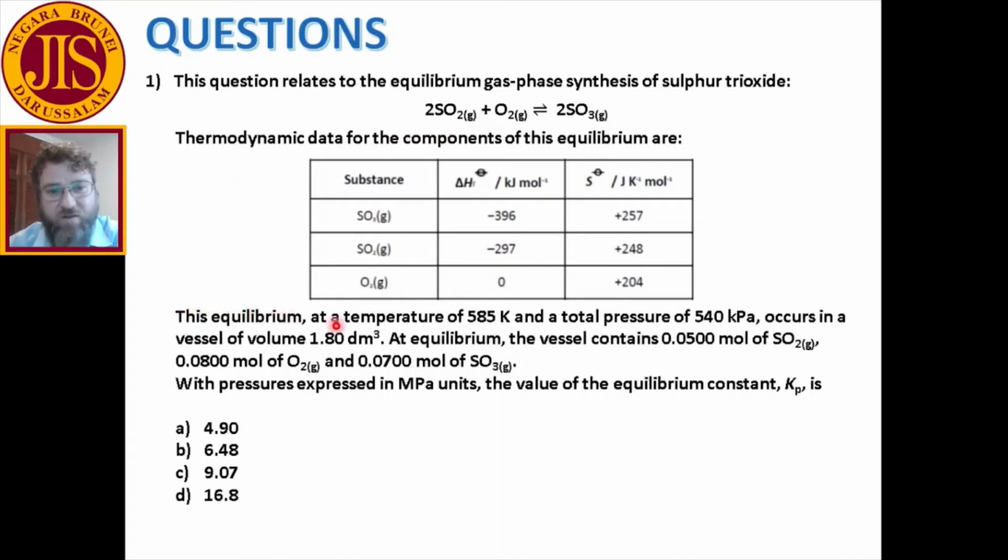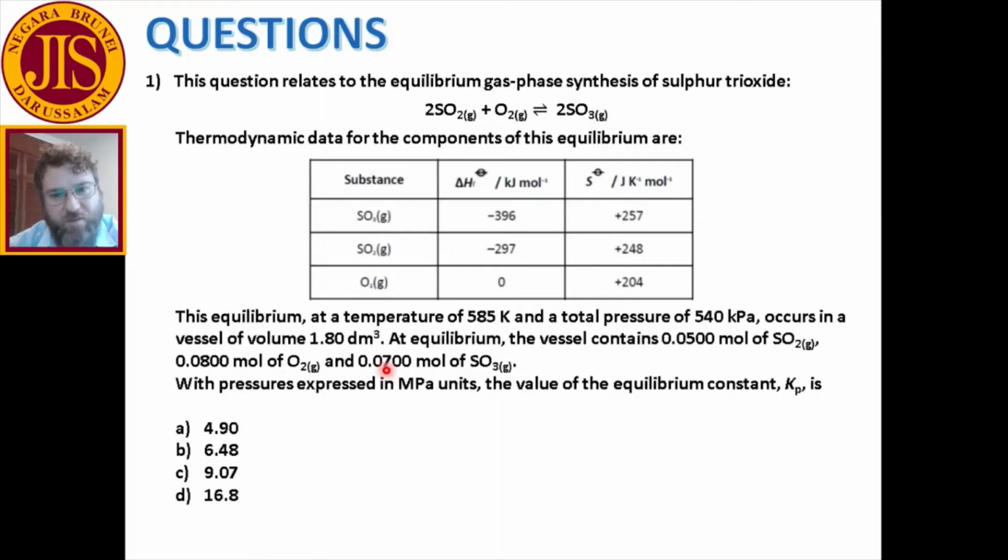Okay, we know it's an equilibrium. We know it's at a constant temperature, 585 Kelvin. And it's got a constant pressure, 540 kilopascals. And it occurs in a constant volume, which is good. And then it tells us, this is the really important stuff, the number of moles of each of the three gases. Okay, and if you look at the ratios there, we've got 5 to 8 to 7.